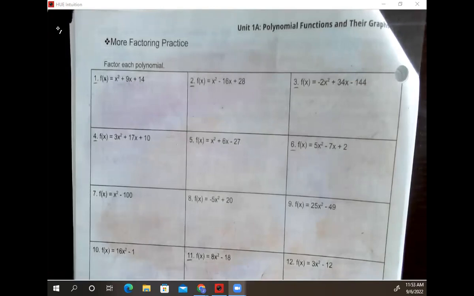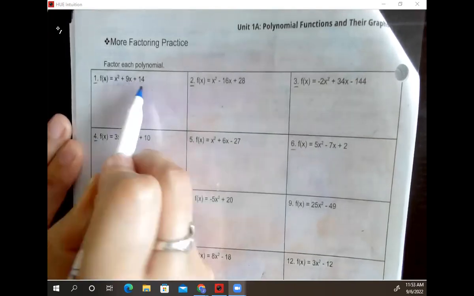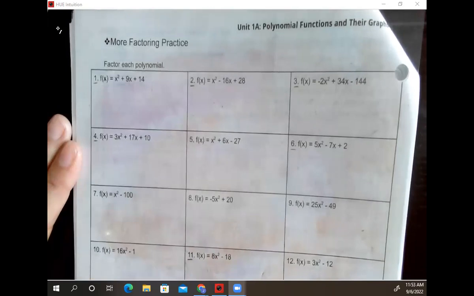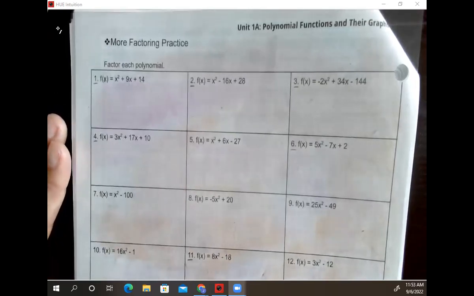So for each of these problems, the very first thing we want to look for is, is there a GCF for me to factor out? So for number 1, do I have a GCF, a greatest common factor, to take out here? Can I divide all of these by something interesting, something besides 1? No, they don't all have x. They're not all divisible by the same number. No GCF here. So we're going to use one of our trinomial strategies.